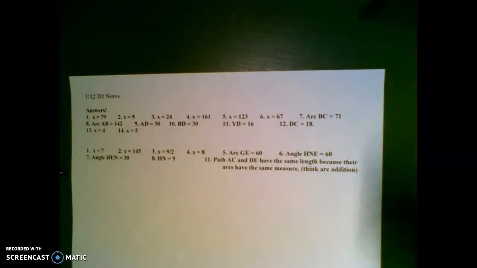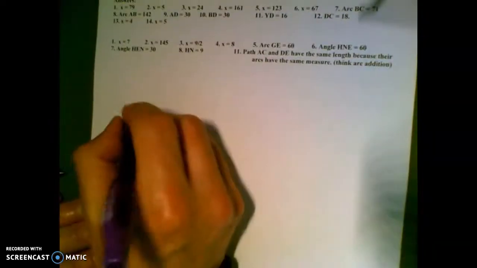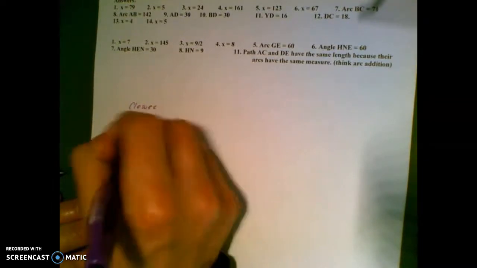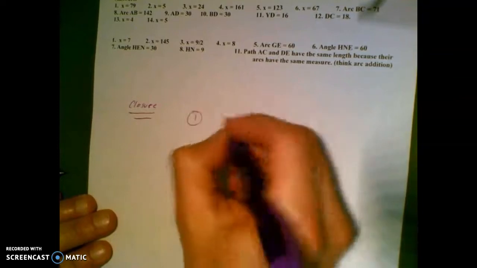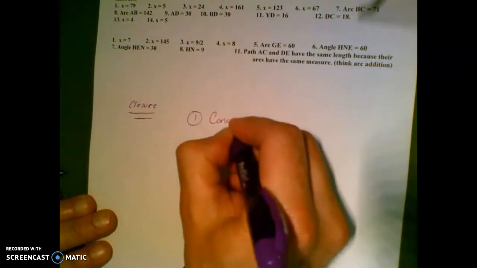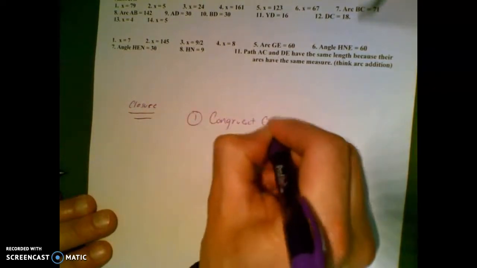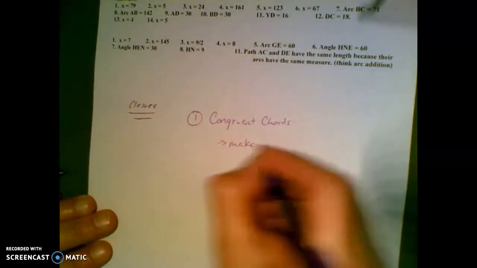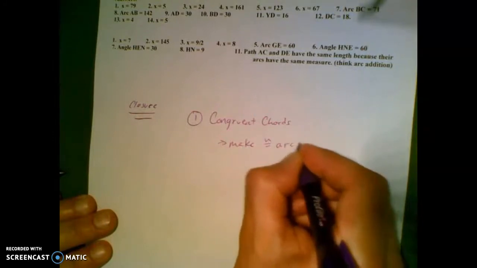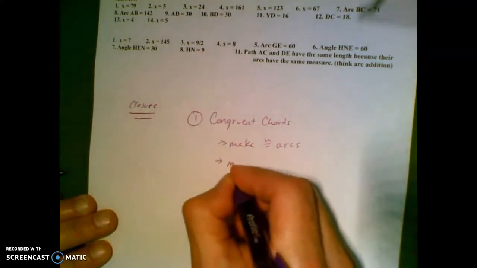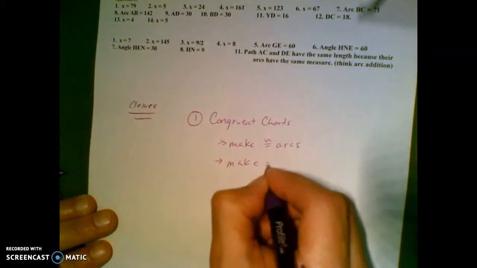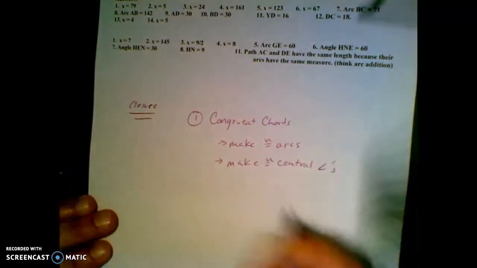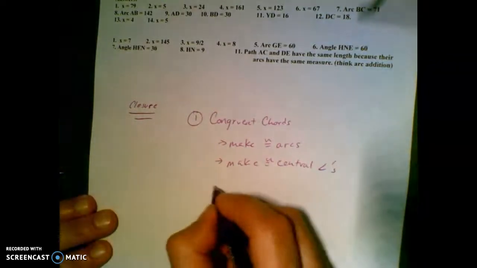So again, in closure, basically, what you'll be looking at is number 1, congruent chords do a lot of things. Again, they make congruent arcs. They make congruent central angles. They're equidistant from the center.